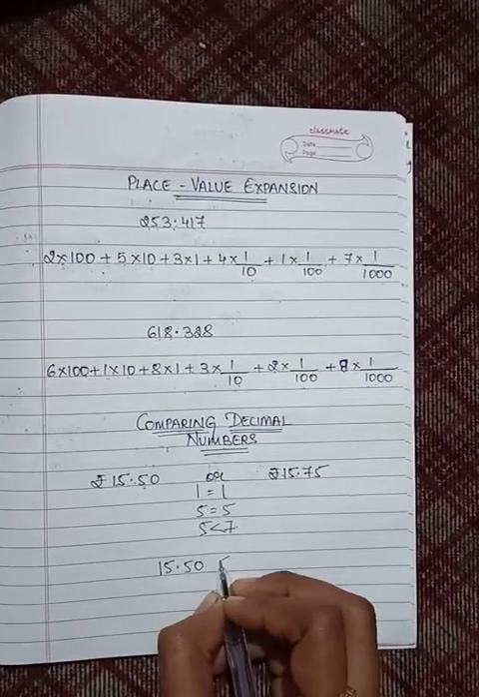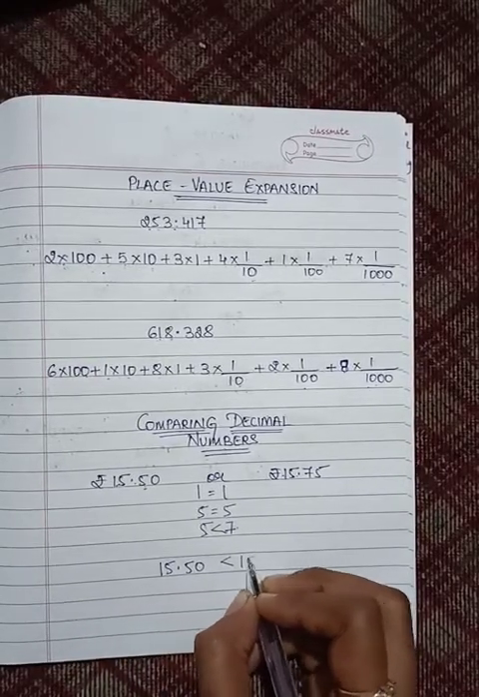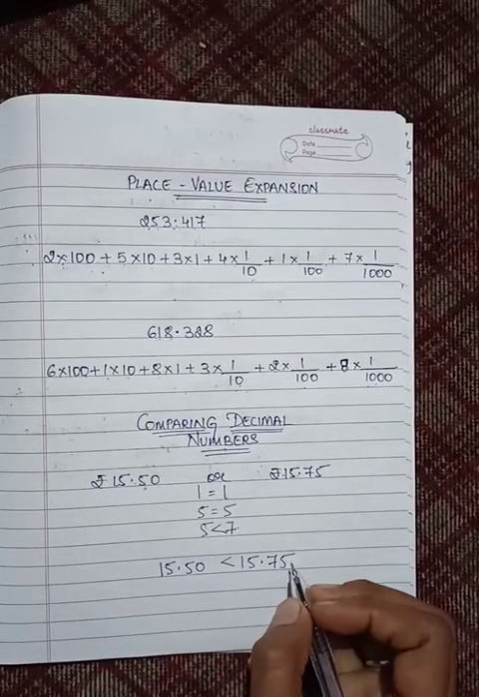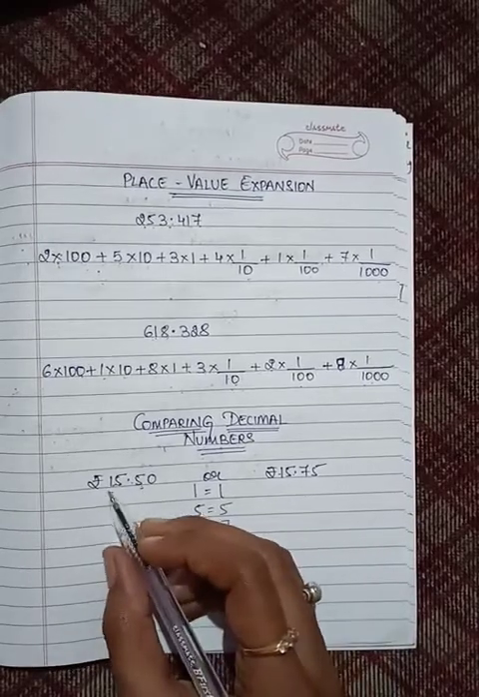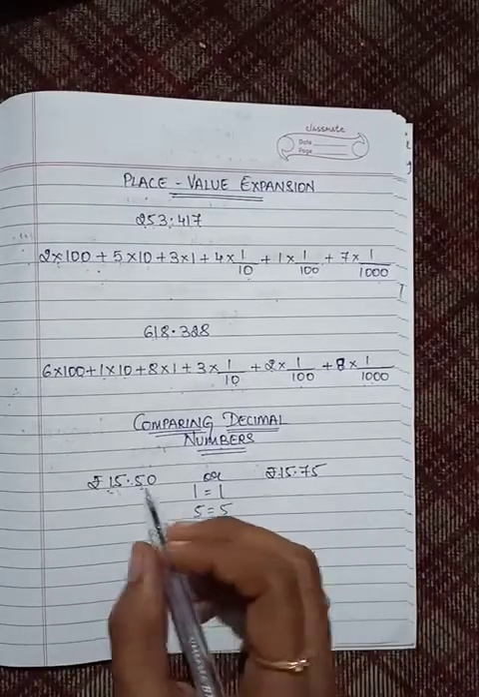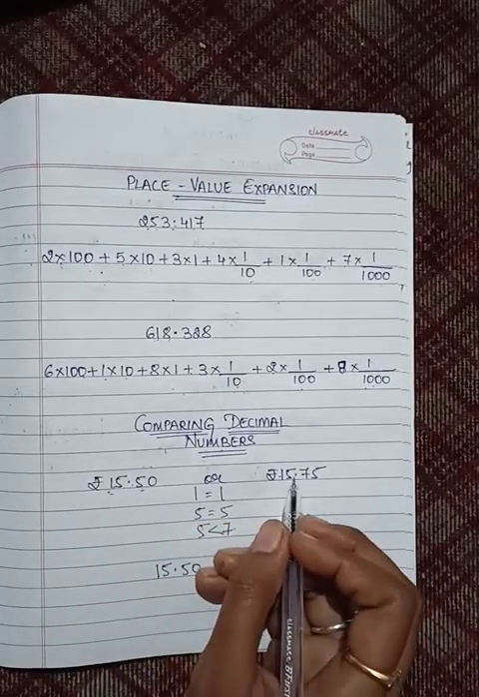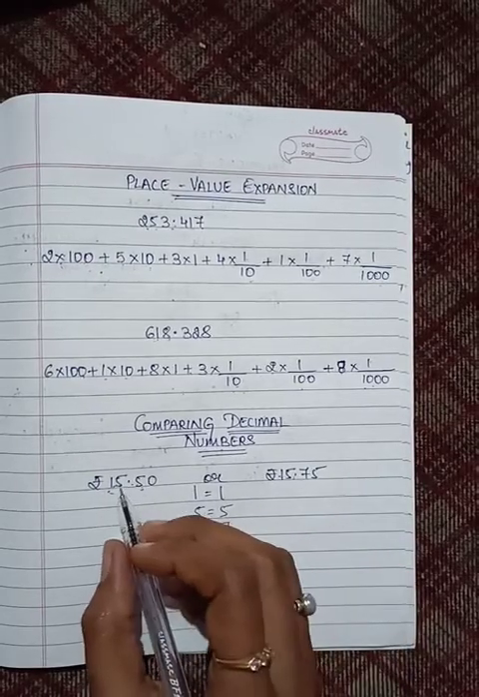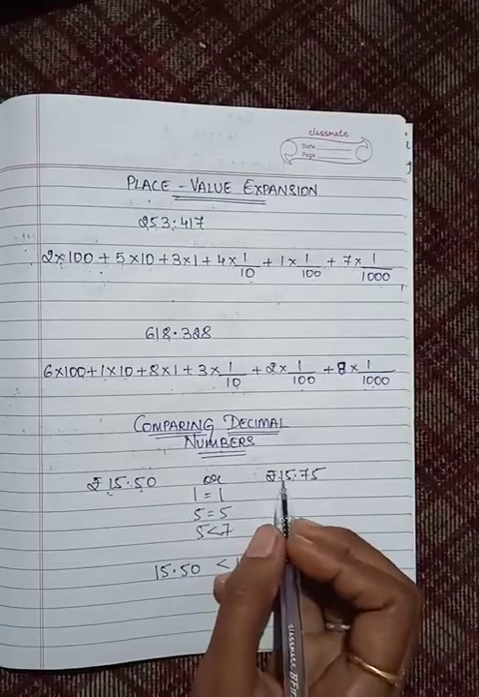So by this we can arrive at 15.50 is less than 15.75. So for comparison, students, we need to compare each and every digit one by one. But be careful to compare the numbers which have similar place values.